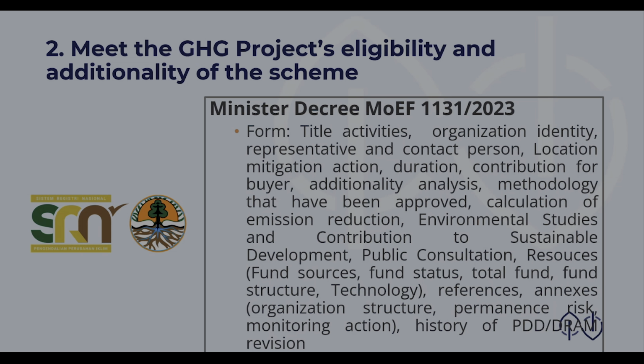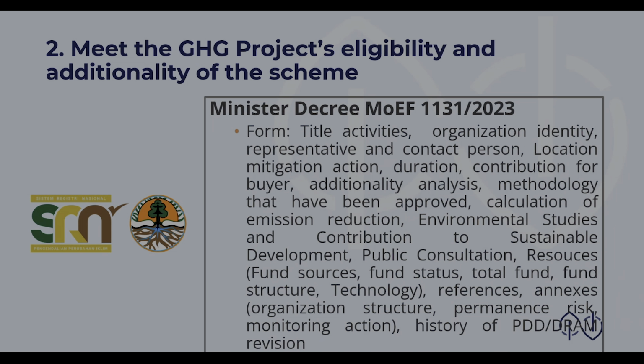We need the field, the detailed activities, organization identity, representative and contact person, location of the mitigation action, the duration of the project, and the contribution for the buyer, if there is any, like if there is any agreement with the buyer, and how we need to split the revenue itself. If there is any, we need to fill it in also.